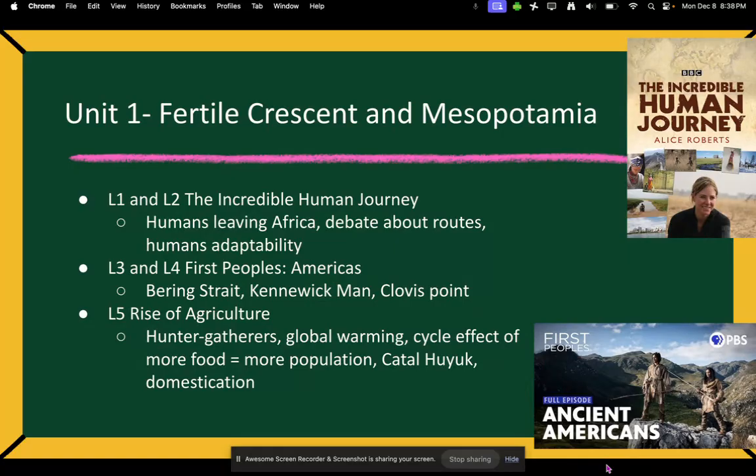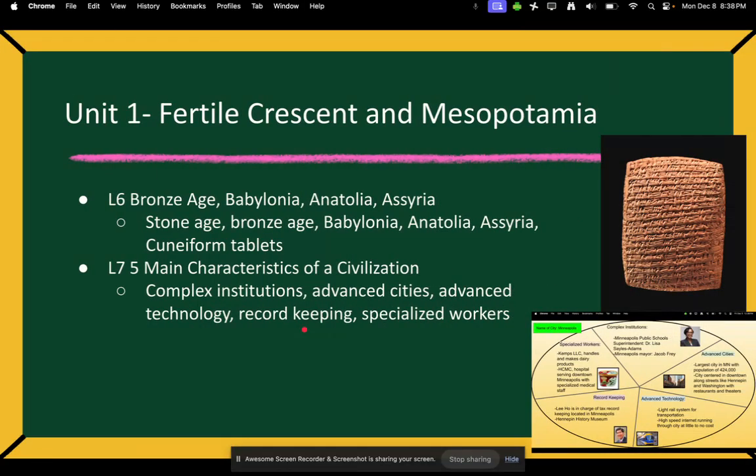In lesson 5, we talked about the rise of agriculture, which we talked about hunter-gatherers, global warming, cycle effects of more food, which means that there could be more population, Çatal and domestication. Lesson 6 was Bronze Age, Babylonia, Anatolia, and Assyria, which of course we talked about the Stone Age, the Bronze Age, Babylonia, Anatolia, Assyria, as well as cuneiform tablets. If you remember those, there's that picture that we talked about.